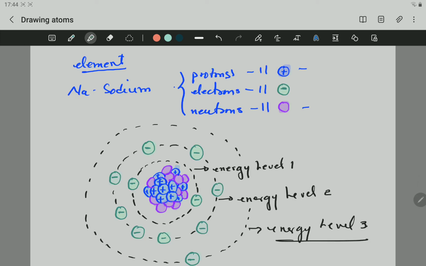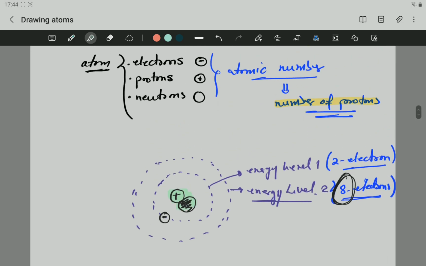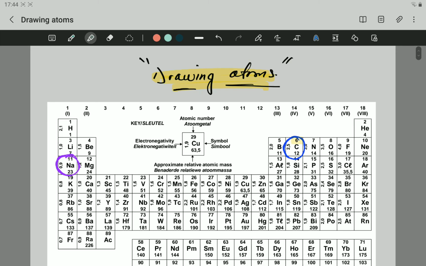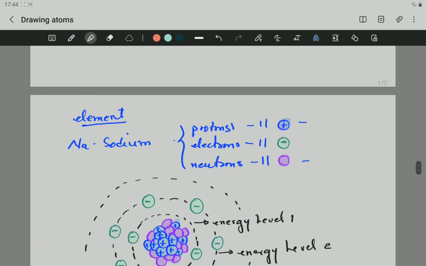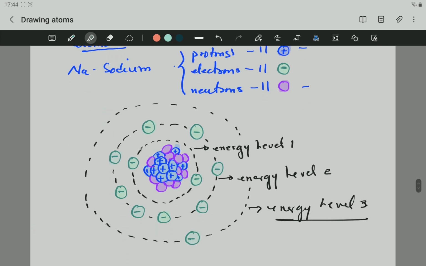And here is the answer for that atom of sodium. I hope you did it all right. Let's have a very quick look. Sodium has 11 protons, and therefore it will be 11 protons, electrons, and neutrons. These are the 11 protons in the nucleus with 11 neutrons. Make sure you count properly.